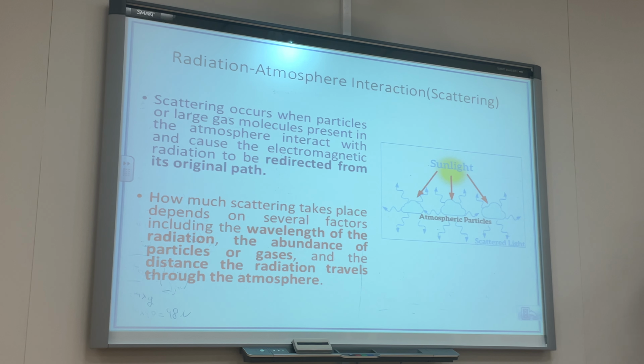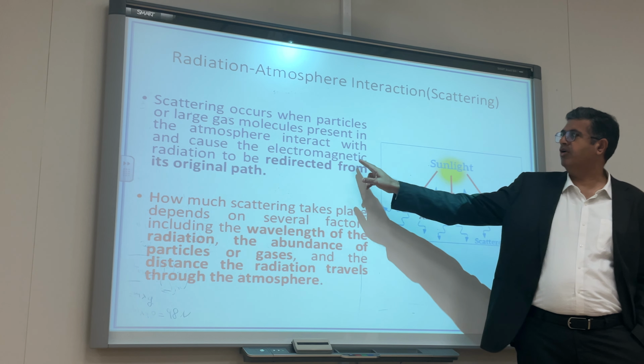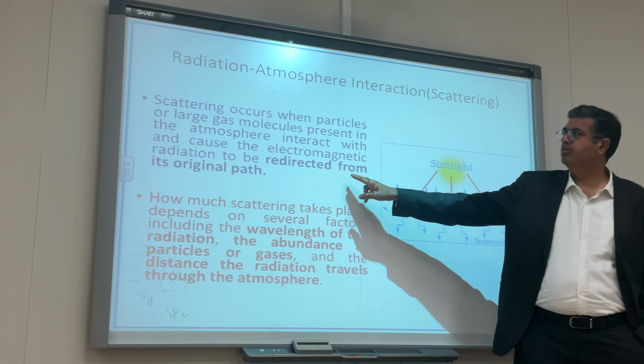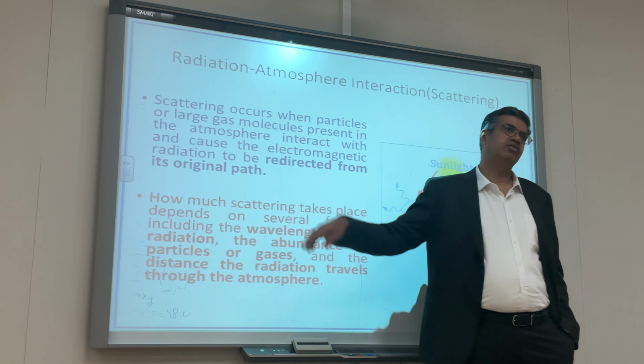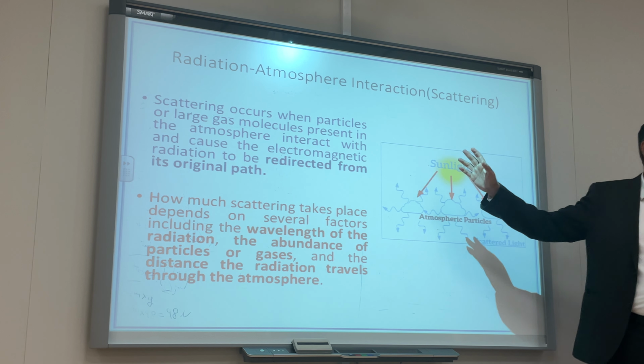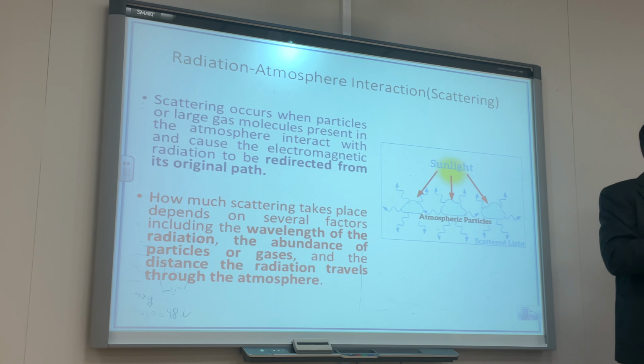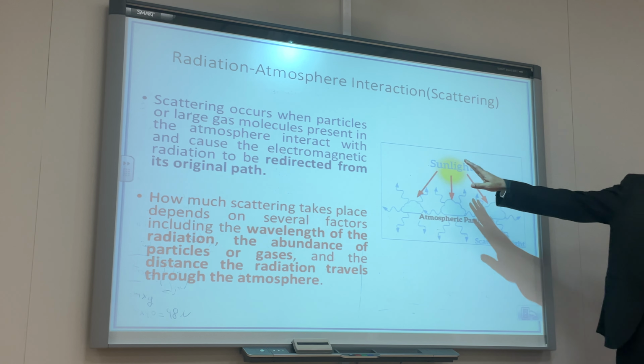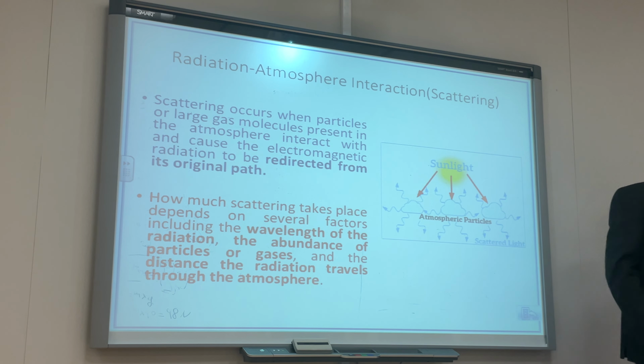So what are these means? The first one, scattering. Scattering occurs when particles or large gas molecules present in the atmosphere interact with and cause the electromagnetic radiation to be redirected from its original path. Means in absorption they are completely absorbed. You cannot see the electromagnetic radiations anymore. But in case of scattering, they are not absorbed but they are deflected in different directions. But they cannot reach the surface of the earth.